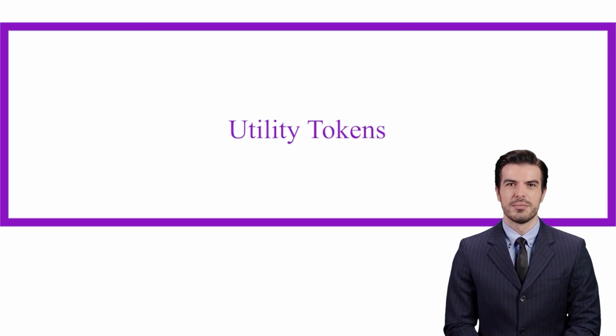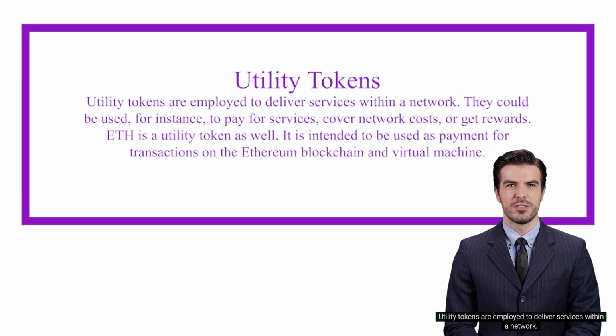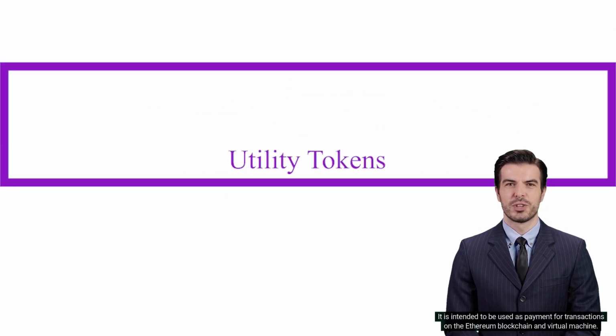Utility tokens. Utility tokens are employed to deliver services within a network. They could be used, for instance, to pay for services, cover network costs, or get rewards. ETH is a utility token as well. It is intended to be used as payment for transactions on the Ethereum blockchain and virtual machine.